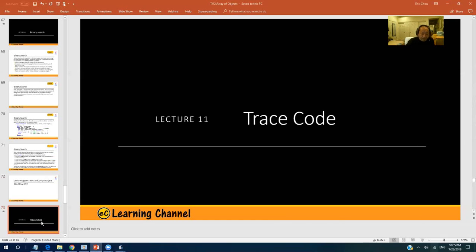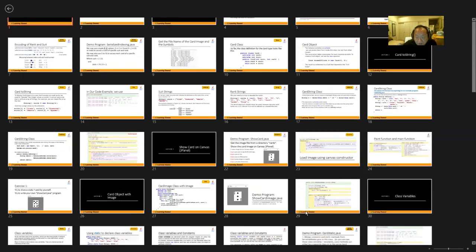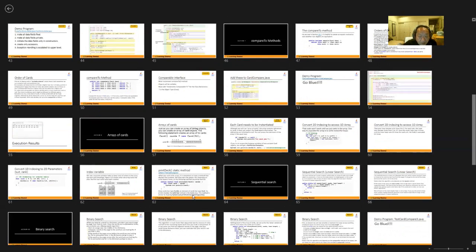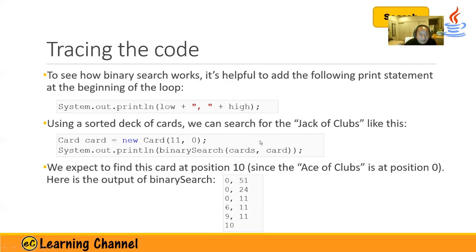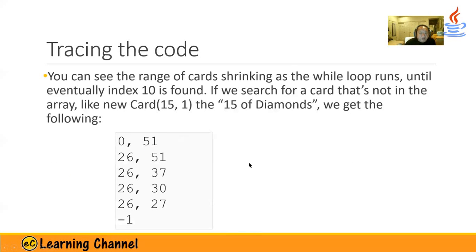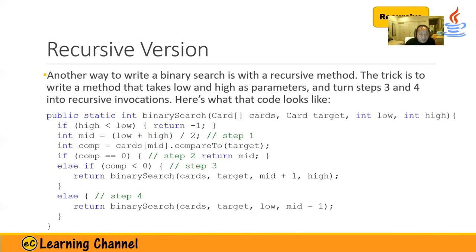So lecture 11, we are about to end this chapter. Lesson 11, trace code. What is trace code? Trace code is when you study all the code you have line by line, to understand how your code works, and to be able to draw some diagram like I drew for the binary search. Step by step, keep a scoreboard, try to understand what the code does. That is called tracing code, okay? And then I can have a recursive version for binary search. This one is too much, so I will omit it here, okay?